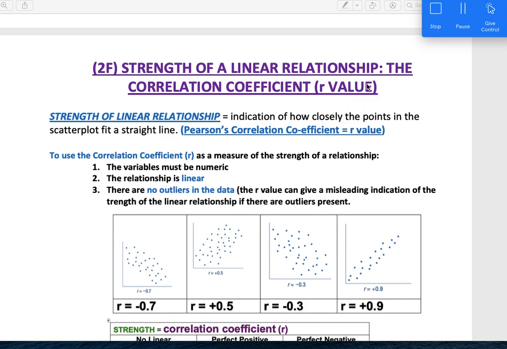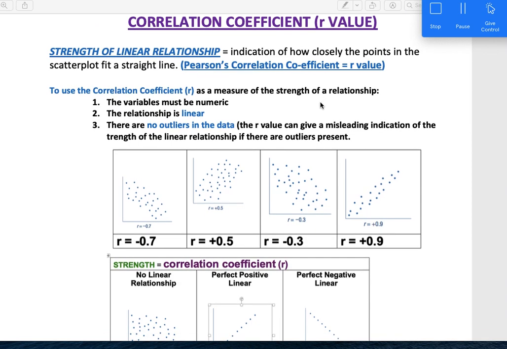In our calculator, in a minute, we're going to see that it's represented with an R. Technically, you can only use the R value to describe if, first of all, your variables are both numeric. That means we need to be able to get a scatter plot. They both need to be numeric. And the R value is going on the fact that they are linear, so it believes that your data is going in a straight line.